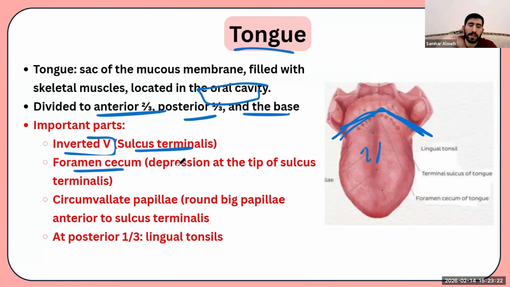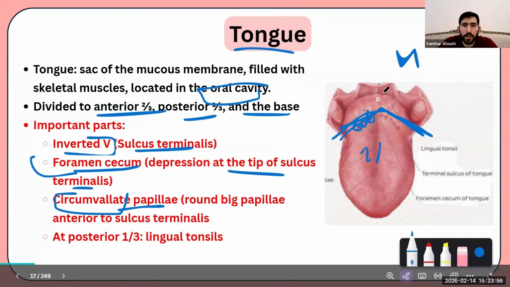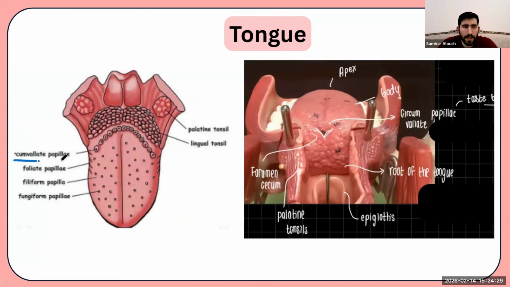Then we have the foramen cecum. It's a depression in the V. As you can see here, we have a V, and the depression in the V, like the angle, that's the foramen cecum. It's a depression in the sulcus terminalis. It's important in the embryology of the tongue. Then we have circumvallate papillae. We have 4 types of papillae that secrete and help in taste sensation. One of them is the circumvallate papillae, which is anterior to the V. As you can see here, we have some circles anterior to the V, and these are circumvallate papillae. And then at the posterior 1/3, we have these big tonsils called lingual tonsils. So as you can see here, we have circumvallate papillae.